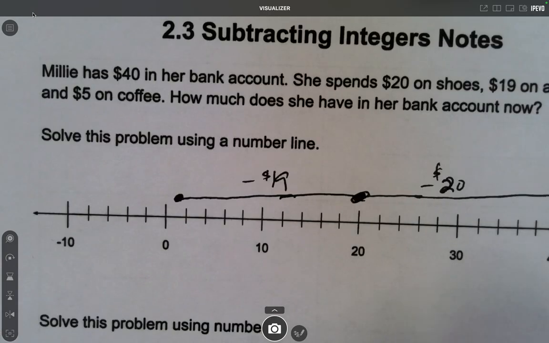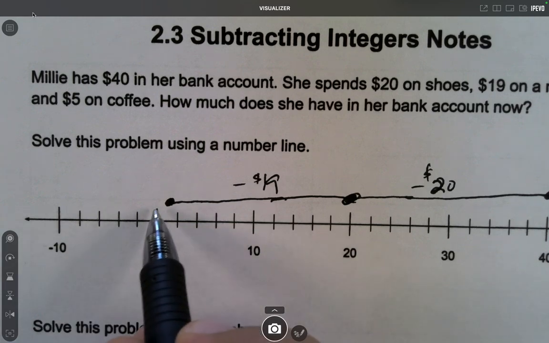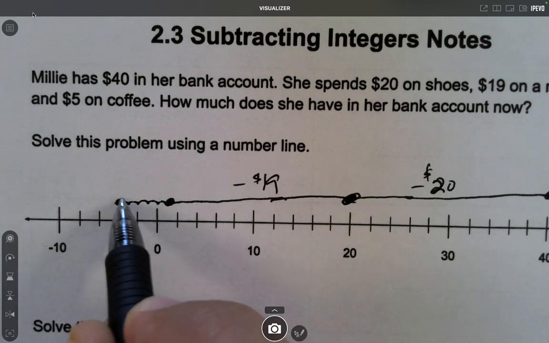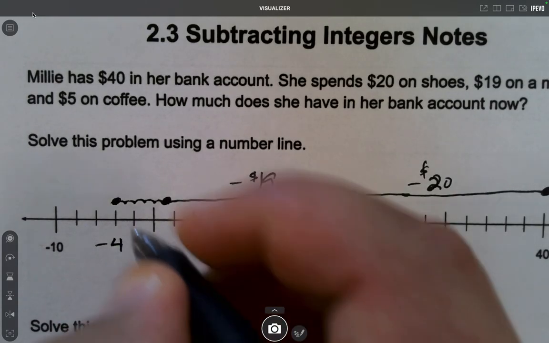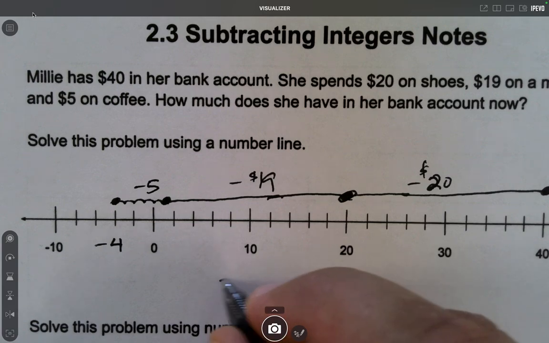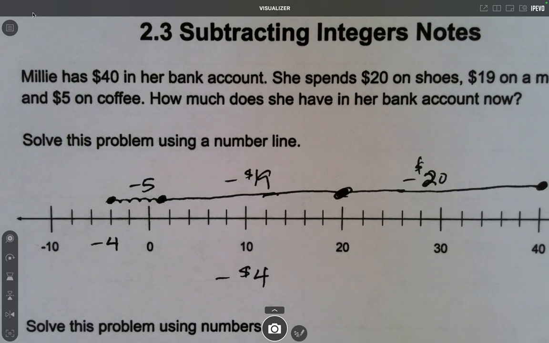But then, she has only $1 in her account, and yet she spends $5 on coffee. So 1, 2, 3, 4, 5. She's now at negative $4. So she has negative $4 in her account, which typically can't happen, but we're doing a math lesson, so we'll do what we want to do.